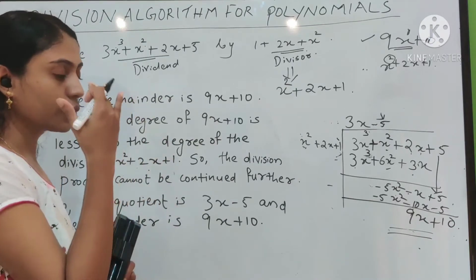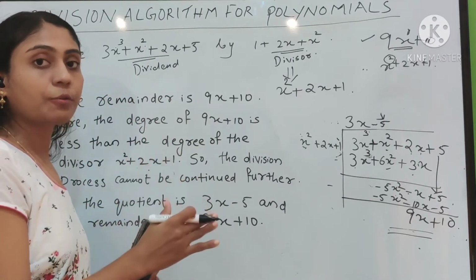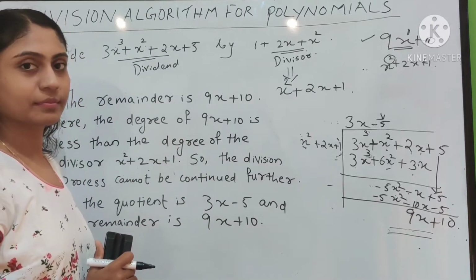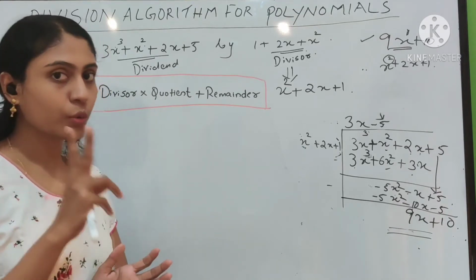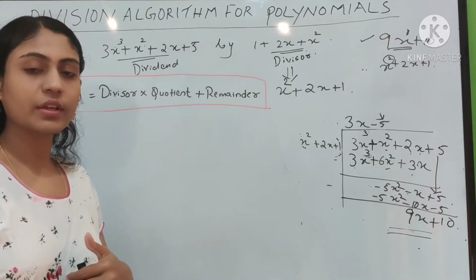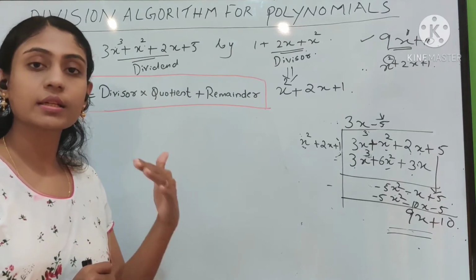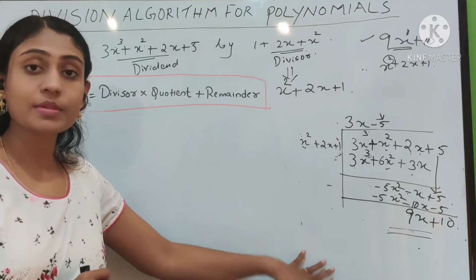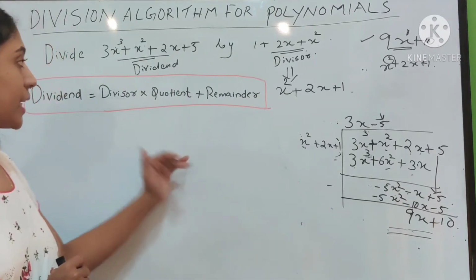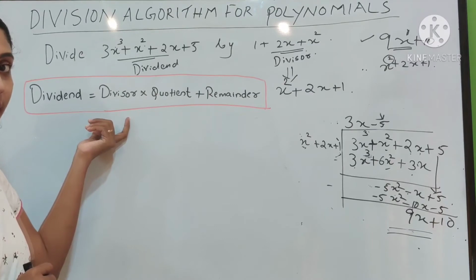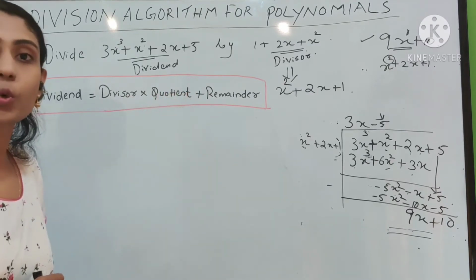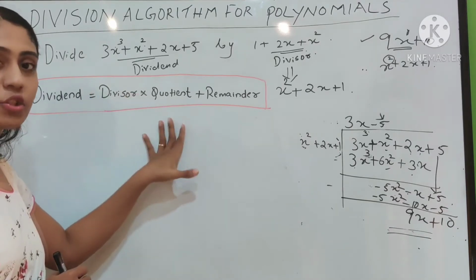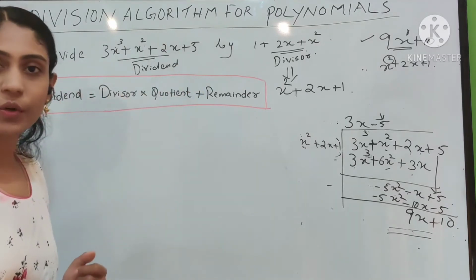Or you can continue the division process till the degree of the remainder becomes less than the degree of the divisor. Okay, in the last class we discussed 2 important points. The first point is that we can stop the division process till either the remainder reaches 0 or till the degree of the remainder becomes less than the degree of the divisor. And the second point we noted in the last class is that dividend is equal to divisor into quotient plus remainder. So we can verify whether dividend is equal to divisor into quotient plus remainder for this particular question.